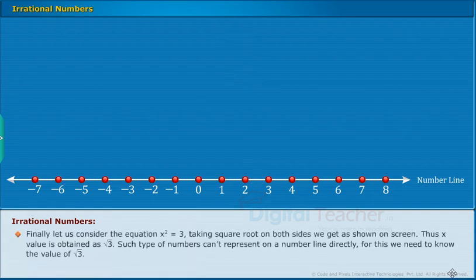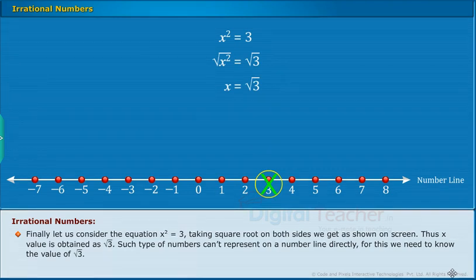Finally, let us consider the equation x square equal to 3. Taking square root on both sides, we get as shown on screen. Thus, x value is obtained as √3. Such type of numbers can't be represented on a number line directly. For this, we need to know the value of √3. So, let us find the √3 value by the long division method.